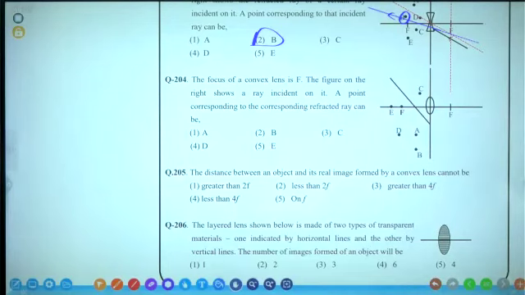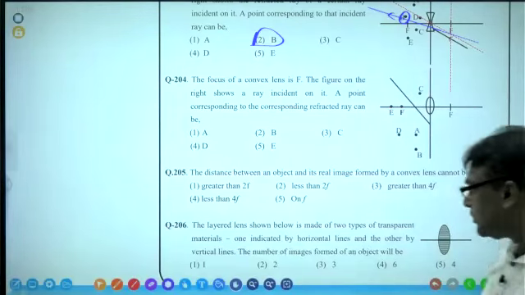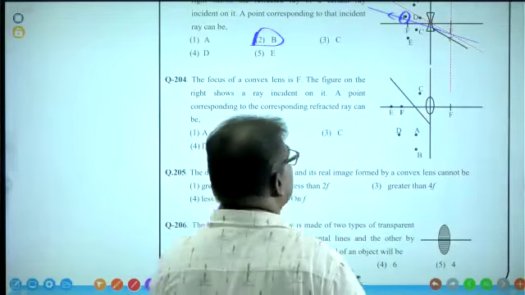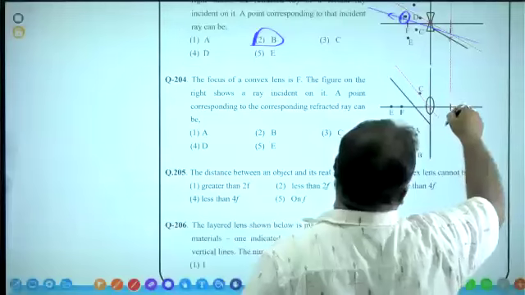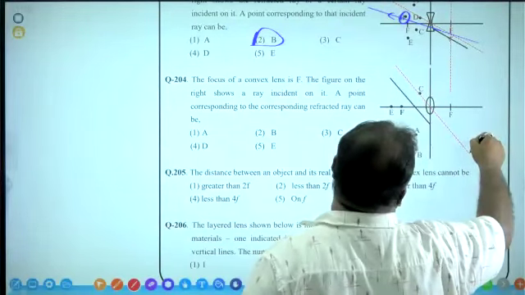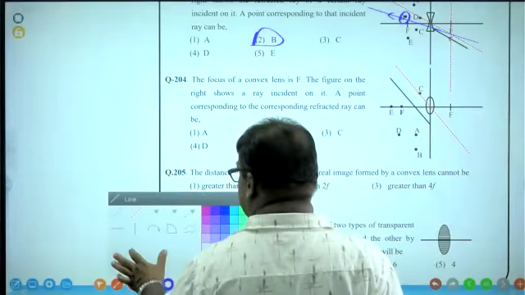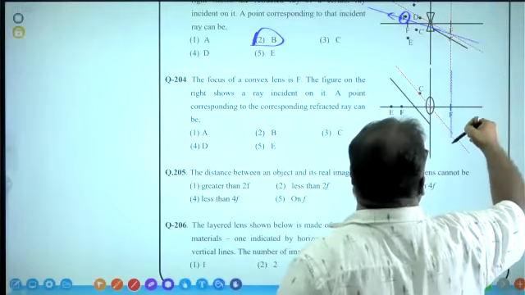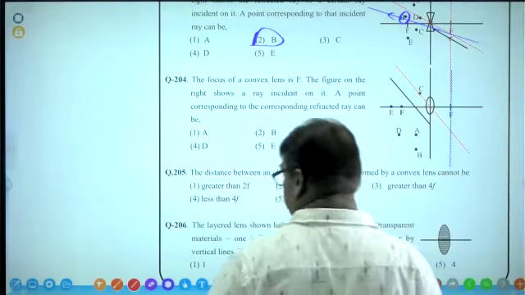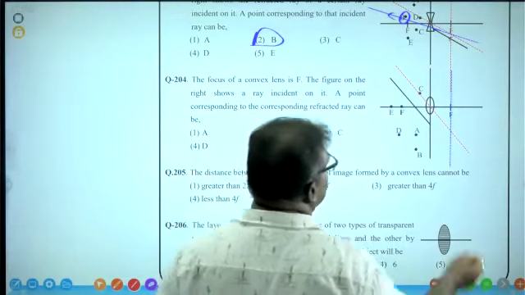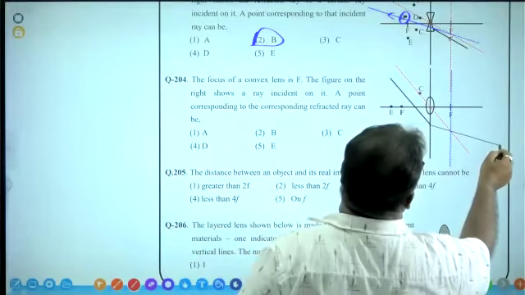204. The point corresponding to the refracted ray can be. Same process, no? Okay. This one is the parallel line drawn with the given light ray across the optical center. Then here we have the focal plane. Then the light ray should converge as in a convex lens, right? Converge across the point like this.